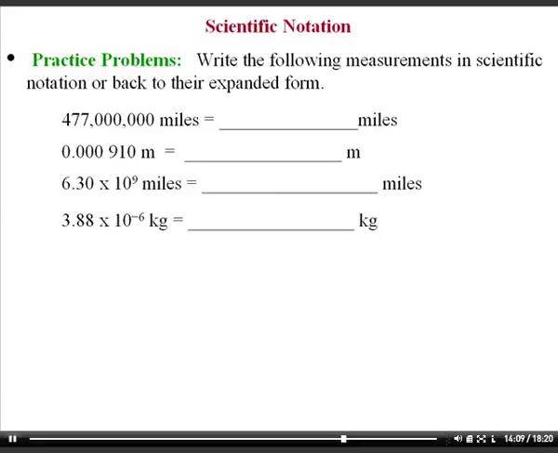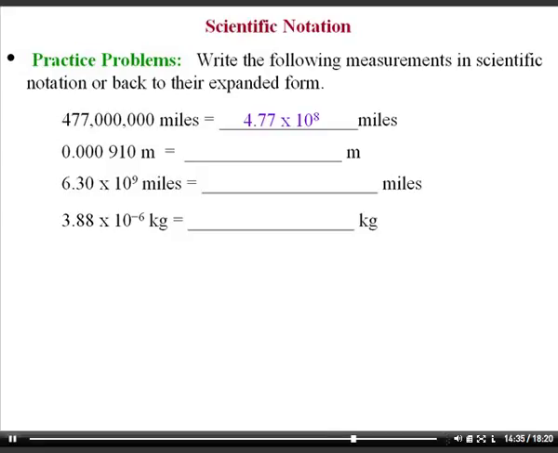Here you have 477 million miles. Since this number is greater than 1, we know it's going to be a positive exponent. We have to write down the sig figs, which is the 477. The decimal goes between the 4 and the 7, and then if you count how many times the decimal point has moved from its original location to its present location, it's 8 times. So you basically are going to be taking the number 4.77 and you're going to multiply it by 10 8 times, and you'll end up with 477 million miles.